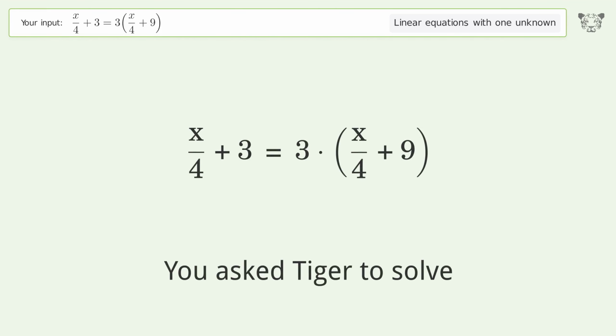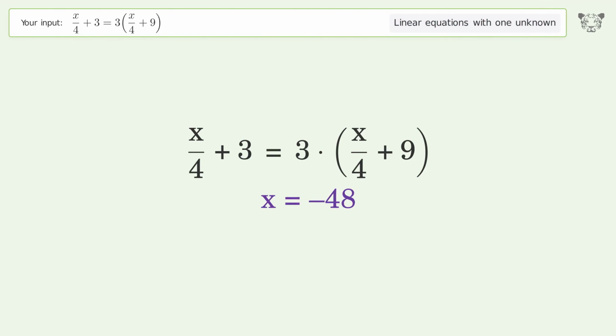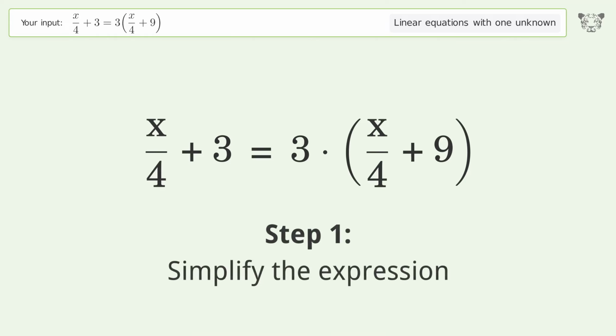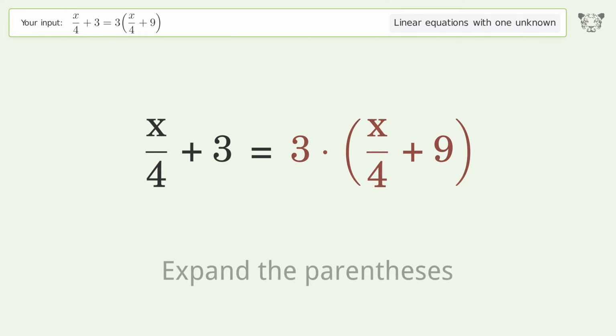You ask Tiger to solve. This deals with linear equations with one unknown. The final result is x equals -48. Let's solve it step by step. Simplify the expression. Expand the parentheses.